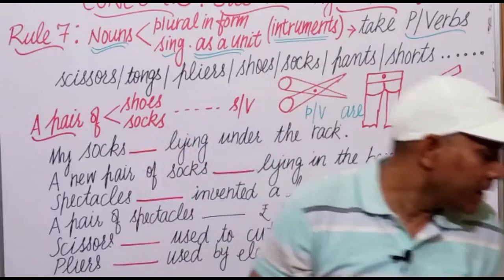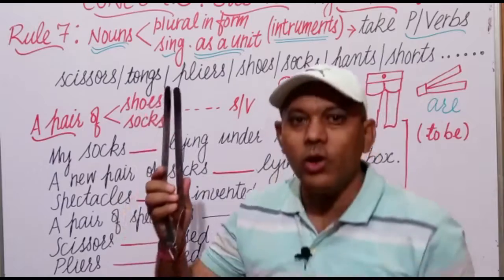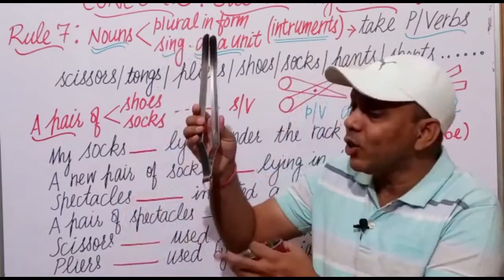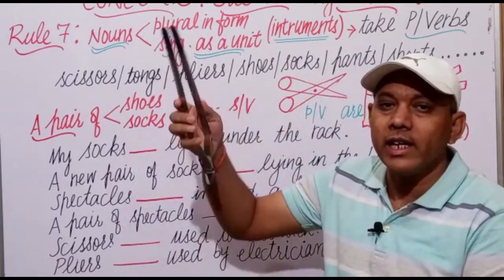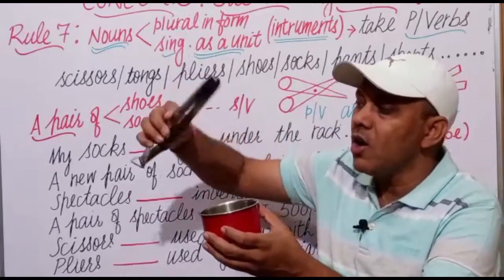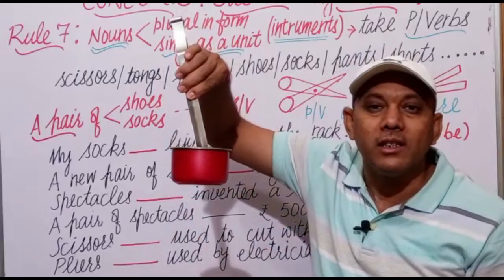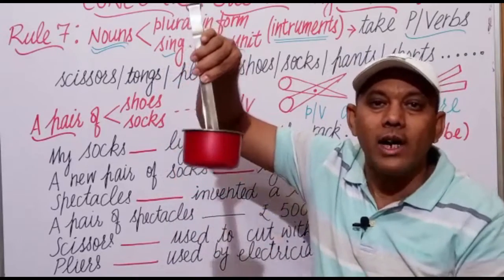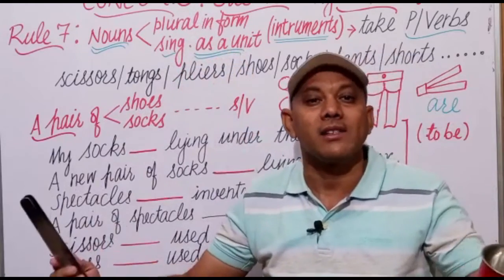In the same way, this is a tongs. As you know, the tongs also have two blades and tongs are used to hold an object firmly. In the same way, pliers.